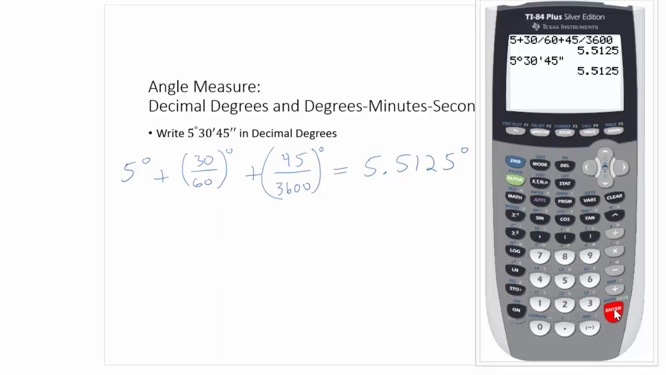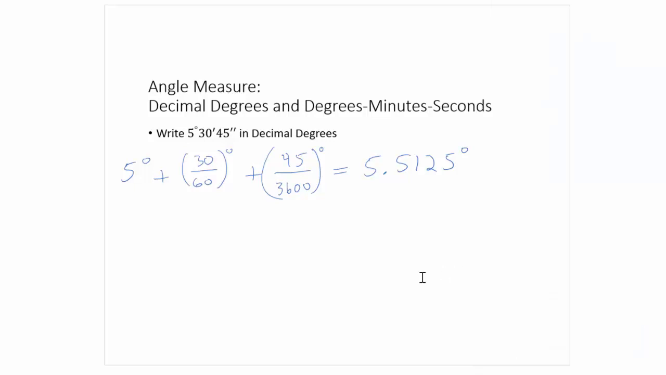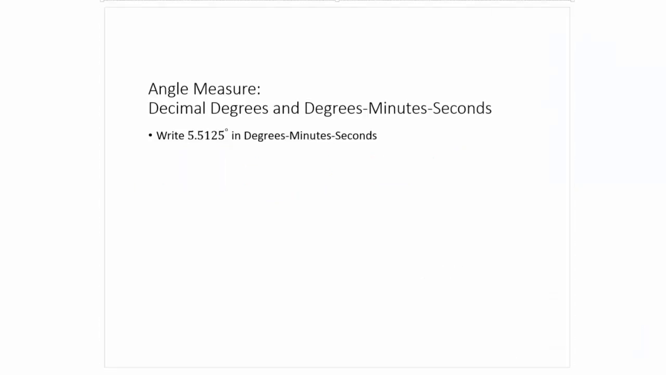But you should be able to do both of these. You should be able to understand that there are 60 minutes in a degree and 3,600 seconds in a degree to be able to convert. So now let's go back in the other direction. Suppose we have 5.5125 degrees and we want that in degrees, minutes, seconds.